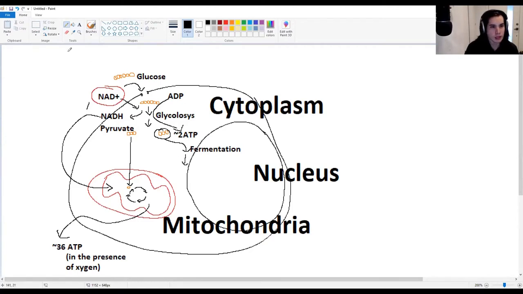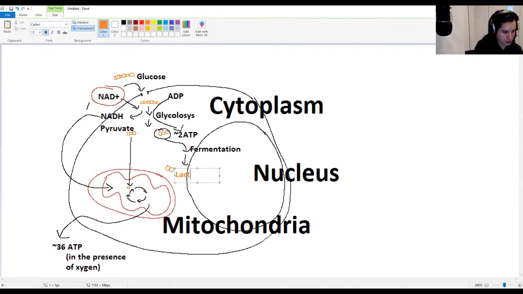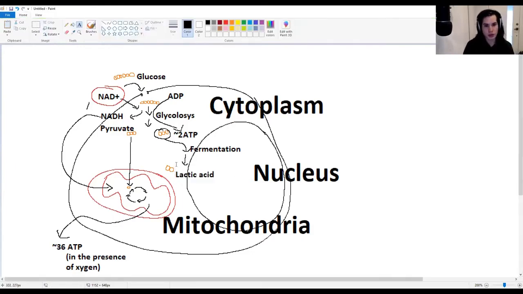So we ferment this into a 2-carbon molecule called lactic acid. Make that orange. There we go. So we're creating lactic acid.